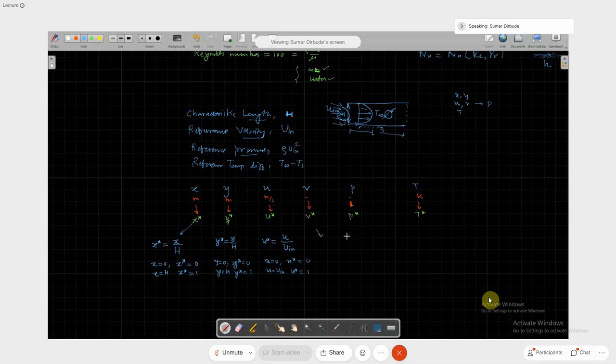Now what about pressure? P star. P star is equals to P divided by rho U in square. Okay. So you have, suppose P is equals to 0, and P is equals to rho U in square, you get 0 to 1. Okay. That is also possible. So P star can be 0, P star can be 1.